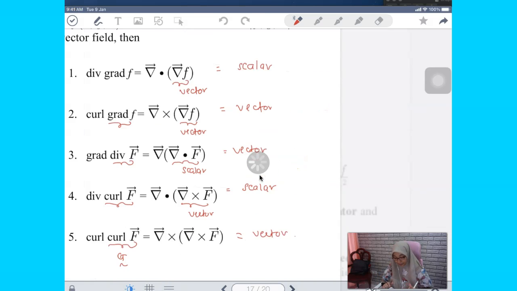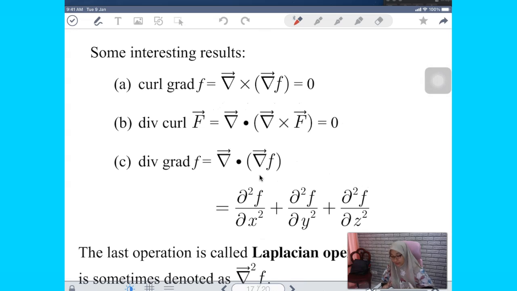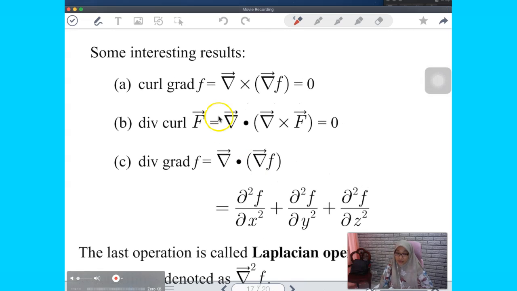Okay, so there are some interesting results based on the multiple operations. When we have the curl of the gradient of f, this one you have to memorize, but if you don't, it's okay, you just compute manually. But if you remember all these things, then you can directly get the answer 0. But if you don't remember, then you just calculate manually.